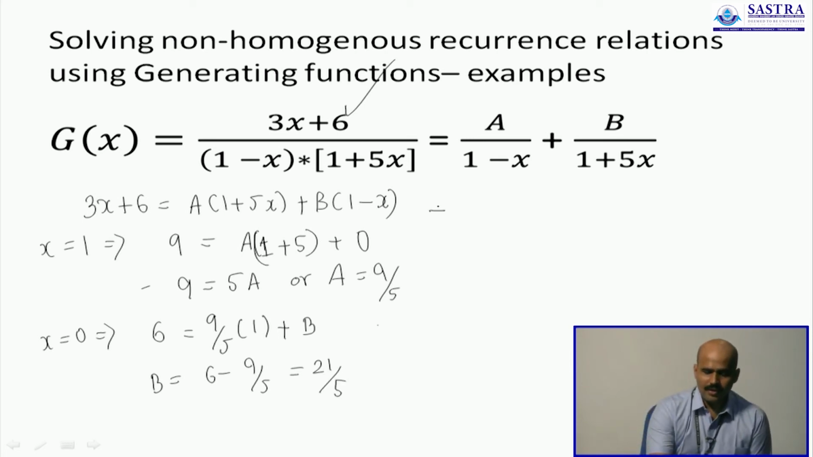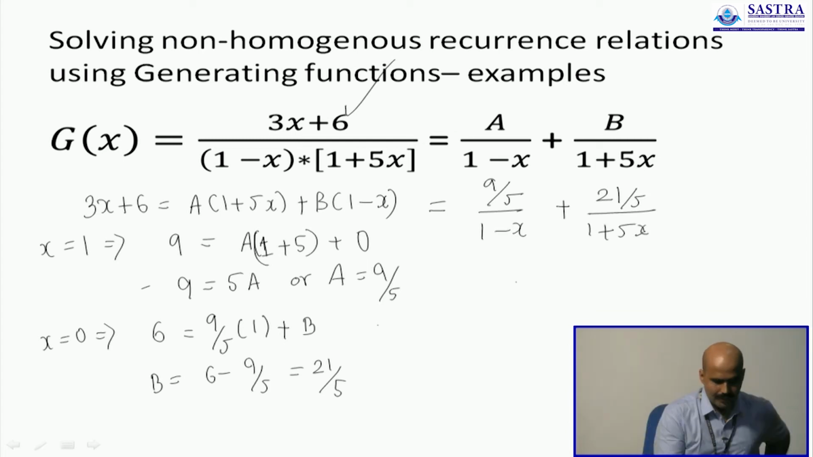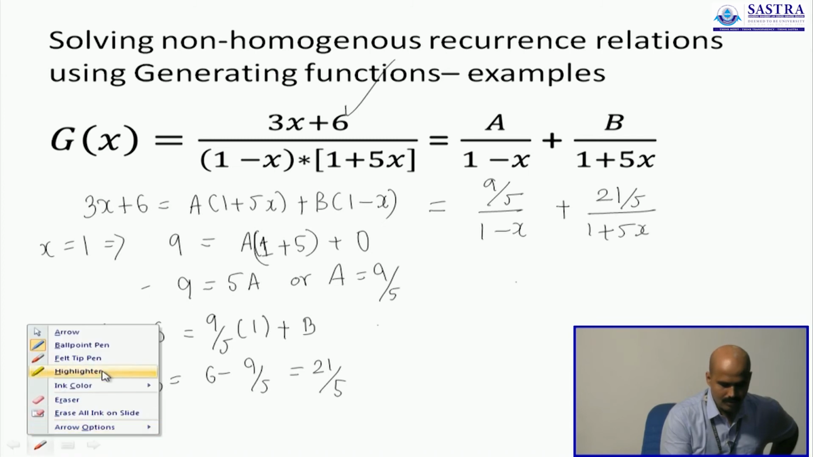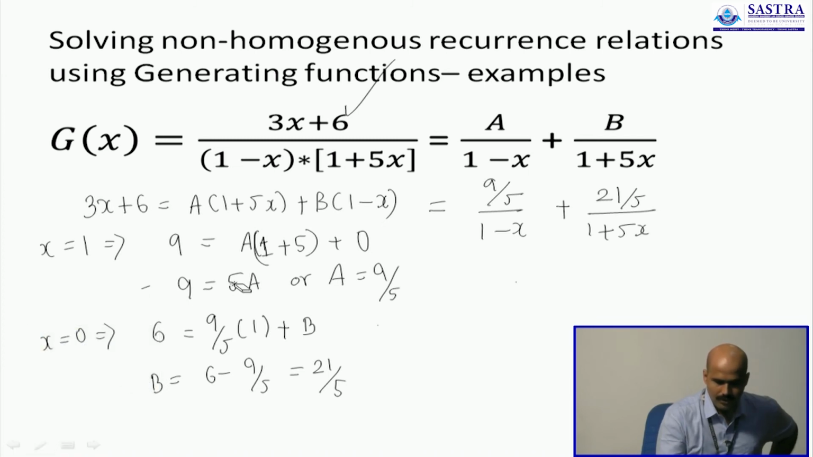So the resolved format of the recurrence relation is like this: 9 by 5 upon 1 minus x plus 21 by 5 upon 1 plus 5x. This is 9 by 6. I will make the correction. This is 6a.